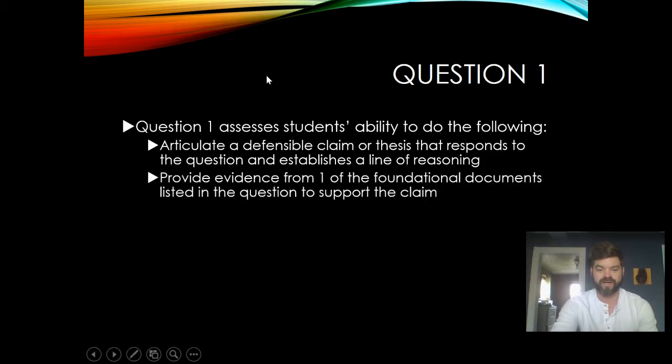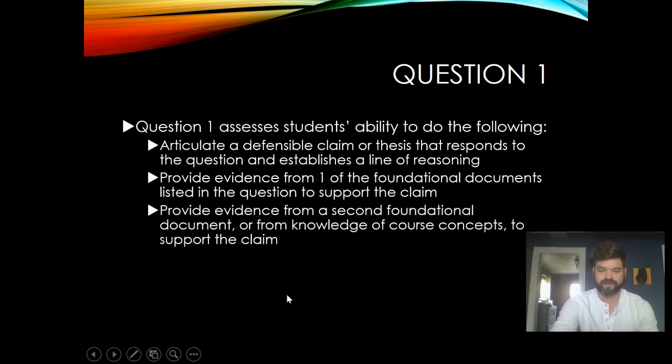You need to provide evidence from one of the foundational documents. Those are the Federalist Papers, the Declaration of Independence, letter from Birmingham Jail, the Constitution, the Bill of Rights. All those documents we've covered in detail. Okay, and they're going to give you one of those. Now you're going to provide evidence from a second foundational document or from your knowledge, of course, concepts to support the claim. So depending on the question, you're either going to have to use one of the documents they give you, or you're going to have to use something from your knowledge of AP Gov.